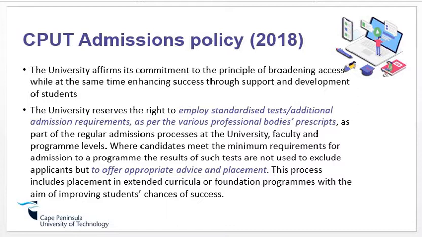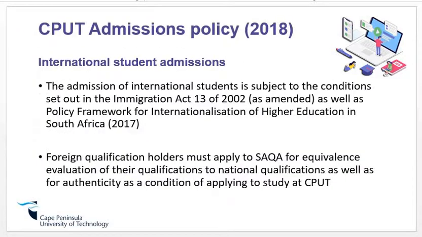So CPUT recognizes the importance of these mechanisms for broadening access to its programs, but at the same time sees the importance of these for informing the sorts of appropriate support that should be provided for students. One other consideration for admission selection is international applicants and applicants with international qualifications. And there are various national and CPUT policy requirements to deal with these, which I won't go into here, but which you will need to know about.